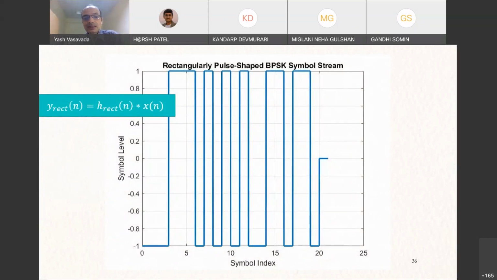In the rectangular case, this came out. Basically, each impulse got replaced by a rectangular pulse. So it became sort of continuous in nature. So this is something that can be done by actual hardware. You can have a pulse generator, and you just keep on changing the sign of the pulse. Impulses are hard to generate in hardware, but this can be done.